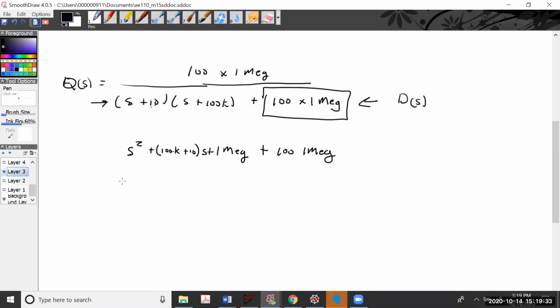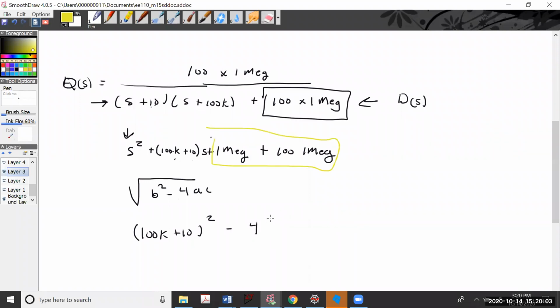Now, right, we have b squared minus 4AC. Well, A is still 1, right? B is this term. So it's 100K plus 10, squared, minus 4, A is still 1. But now notice C has changed to 1 meg times 101, right? And so now we could check that. If this is bigger than that, it'll be underdamped. If it's equal, critical. And if this is still bigger than this portion, then it will still be overdamped.